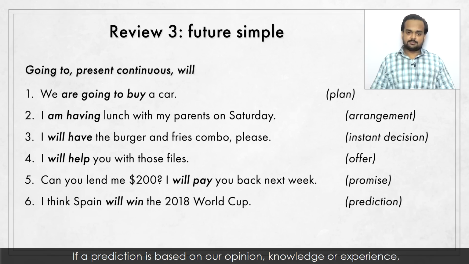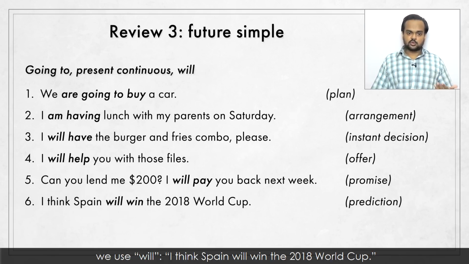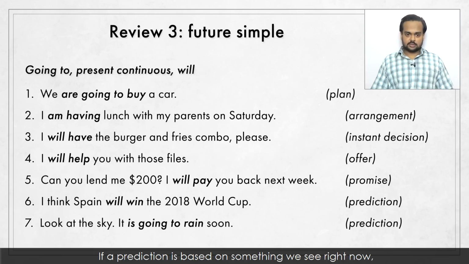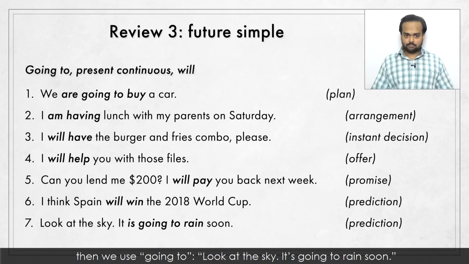If a prediction is based on our opinion, knowledge, or experience, we use will. I think Spain will win the 2018 World Cup. If a prediction is based on something we can see right now, then we use going to. Look at the sky. It's going to rain soon.